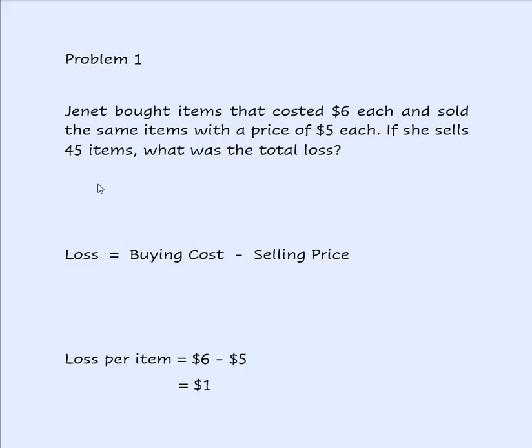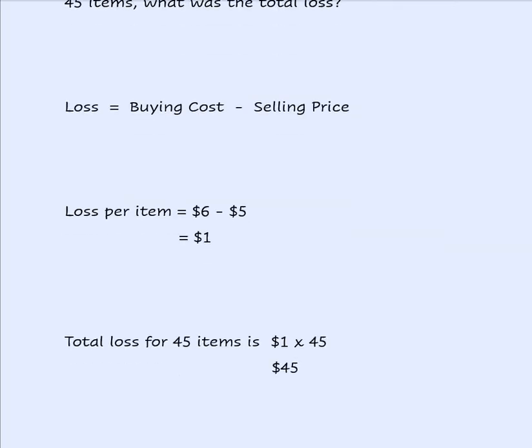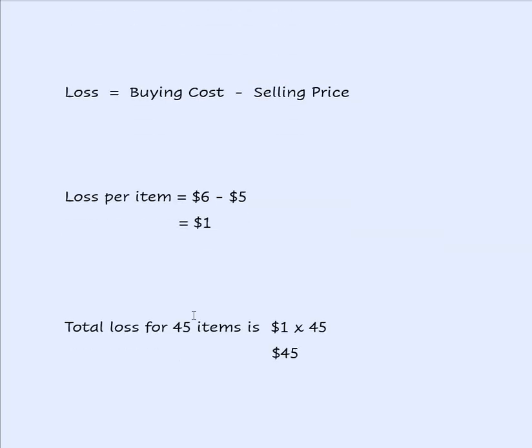But she sold 45 items. So the total amount of loss for 45 items is loss per item times the number of items. So $1 times 45, which gives us $45. So this is the end of the first problem.